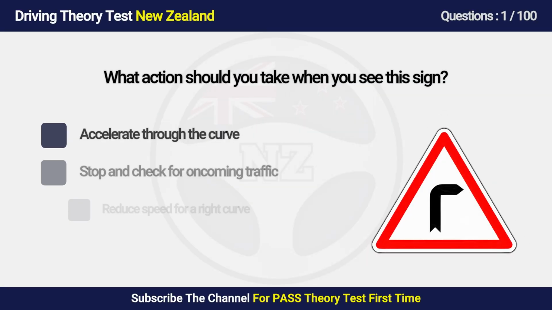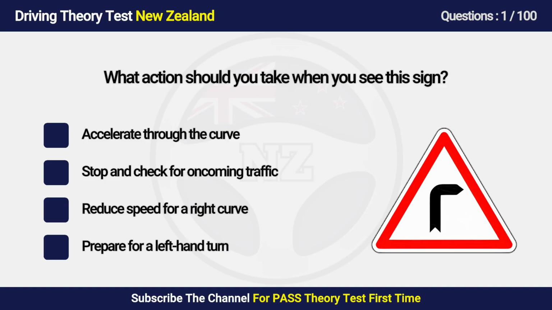Question 1. What action should you take when you see this sign? A. Accelerate through the curve. B. Stop and check for oncoming traffic. C. Reduce speed for a right curve. D. Prepare for a turn.